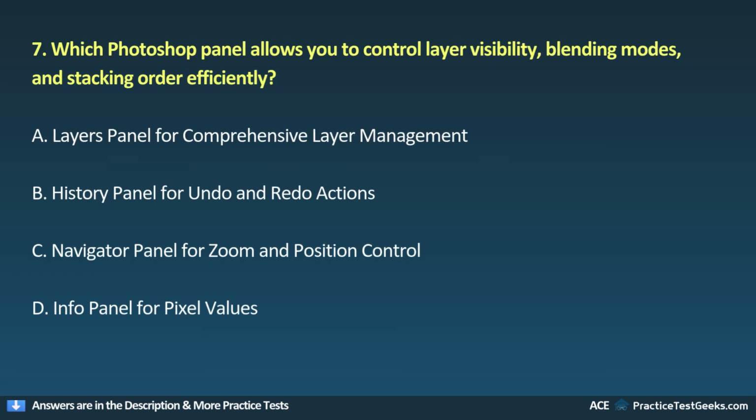7. Which Photoshop panel allows you to control layer visibility, blending modes, and stacking order efficiently? A. Layers panel for comprehensive layer management. B. History panel for undo and redo actions. C. Navigator panel for zoom and position control. D. Info panel for pixel values.